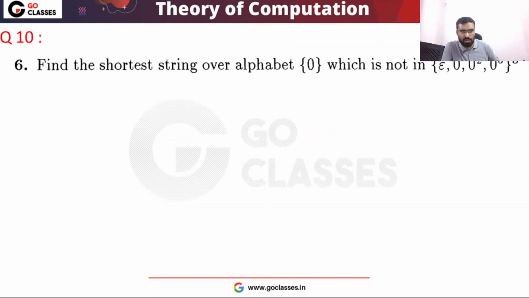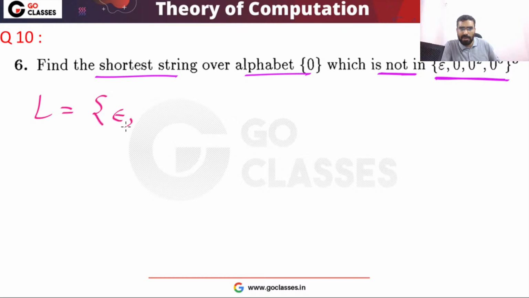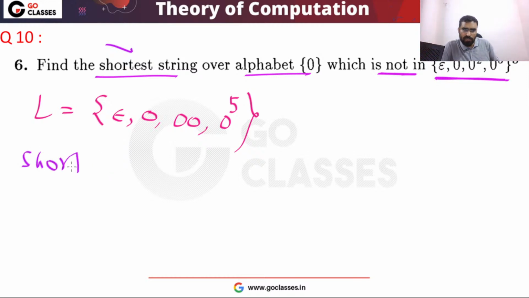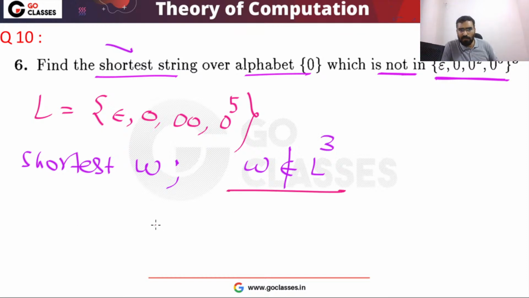This is also an easy question. Tell me, what is the shortest string over alphabet 0 which is not in this? So this is your language. You can see your language is the empty string, 0, 00, 000 and 0 power 5. The question is asking what is the shortest string which is not in L power 3. So find the shortest W such that W does not belong to L power 3. So tell me what that will be.